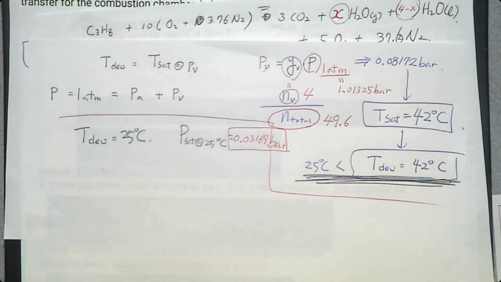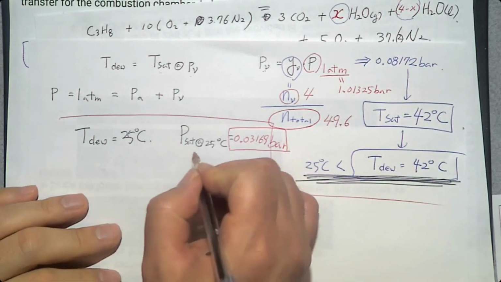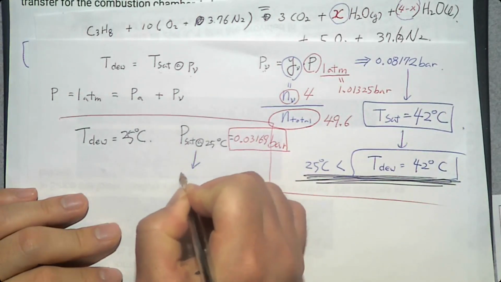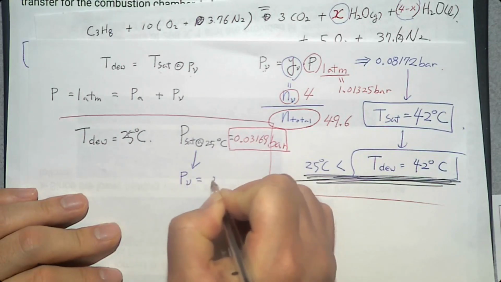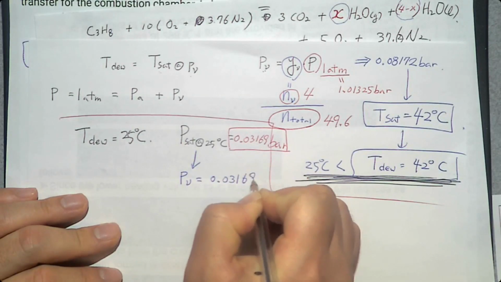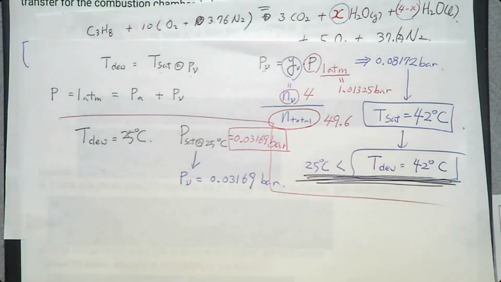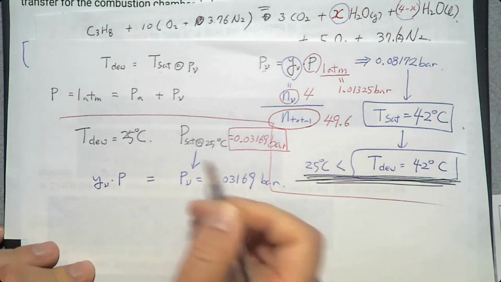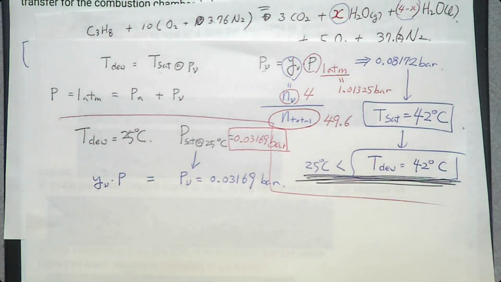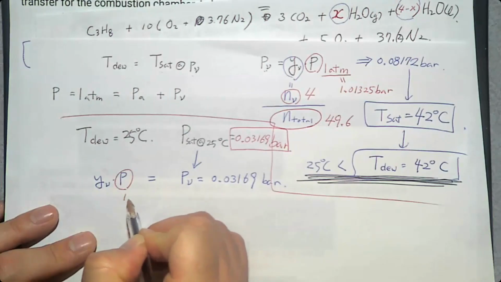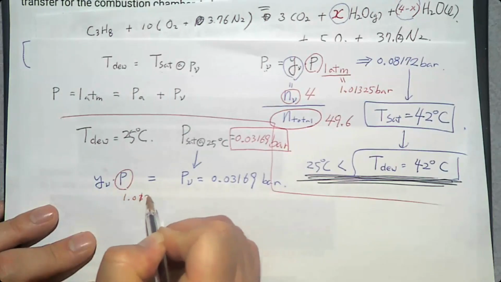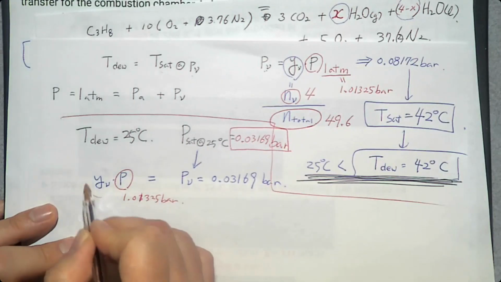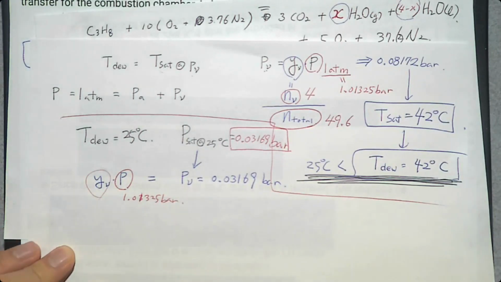So now this is the partial pressure of water vapor, that is 0.03169 bar. And how do you determine this partial pressure of water vapor? By the mole fraction of water vapor times the pressure of the system. And what is the pressure of the system? 1 atm, 1.325 bar. From here, you can determine the mole fraction. So what is the mole fraction?